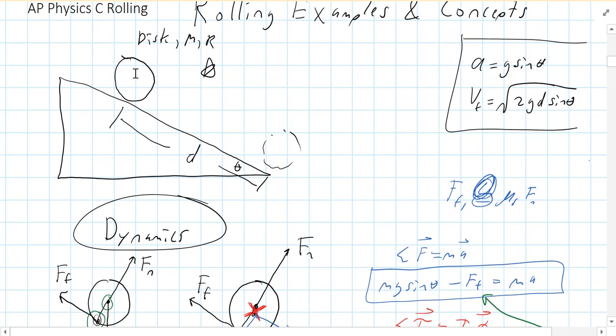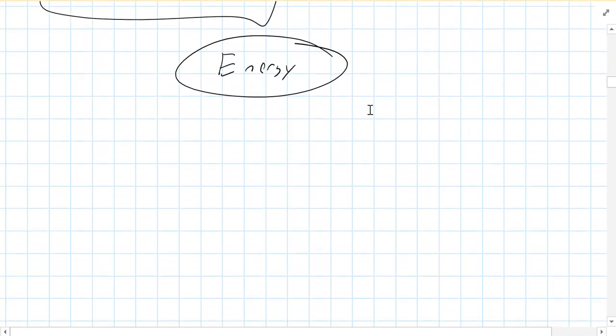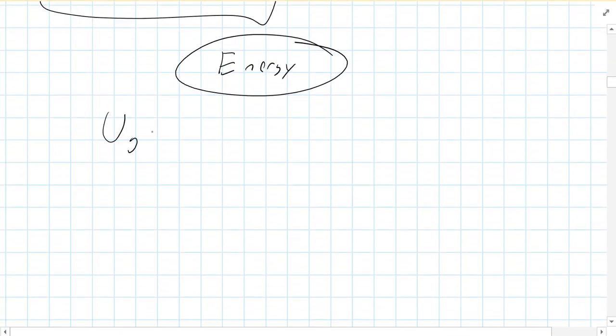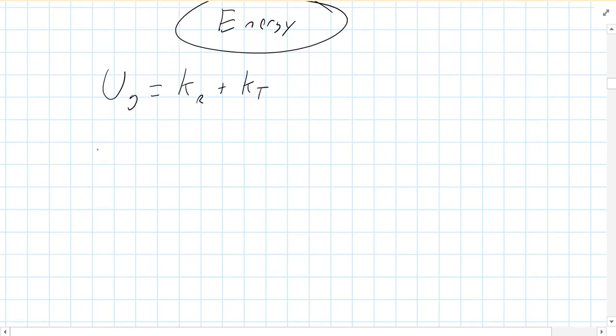So the disk starts with what kind of energy? Well, gravitational potential energy. At the bottom of the incline, what kind of energy does it have? Well, it's got two types of kinetic energy. It's got kinetic translational, it's moving forward, and it's got kinetic rotational, it's spinning, okay? So we say gravitational potential energy is going to turn into rotational energy plus translational energy. So we've got mgh equals 1/2 I omega squared plus 1/2 mv squared.